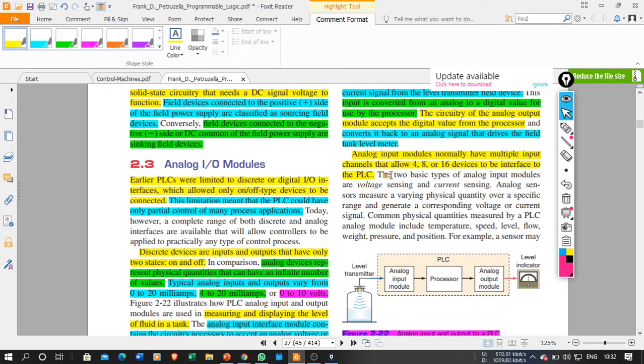The two basic types of analog input modules are voltage sensing and current sensing. दोन टाइपचे मॉड्यूल्स आहेत. Okay, analog input modules may be either voltage sensing type or they may be current sensing type.